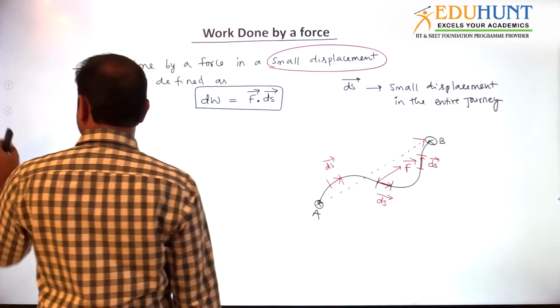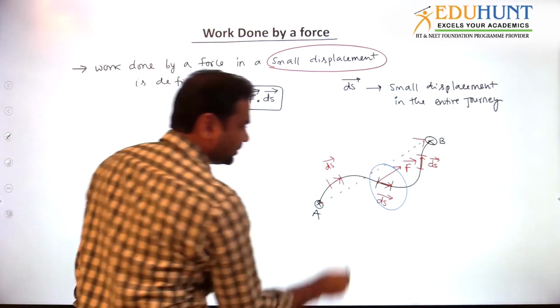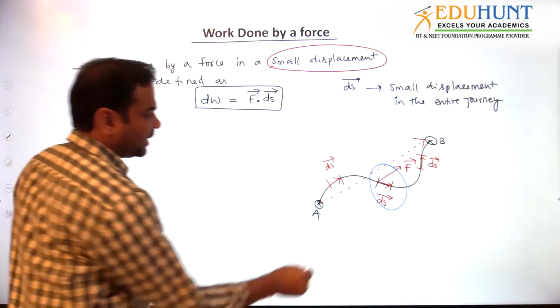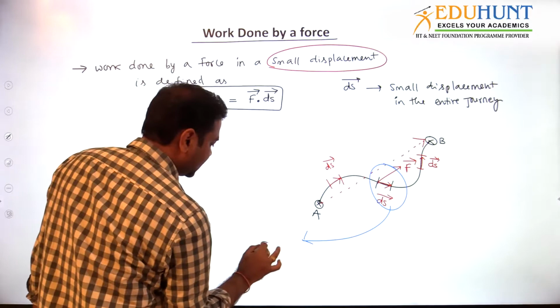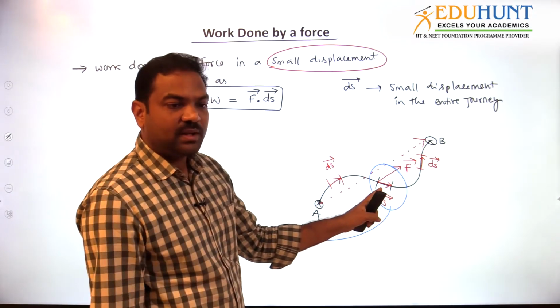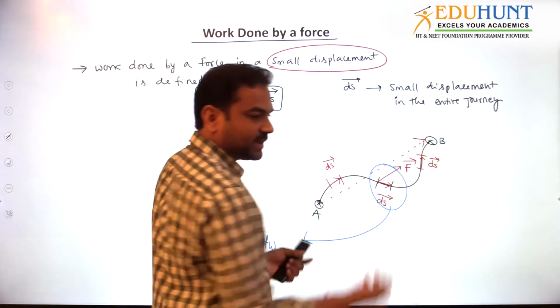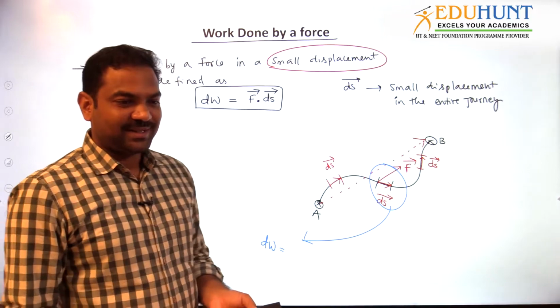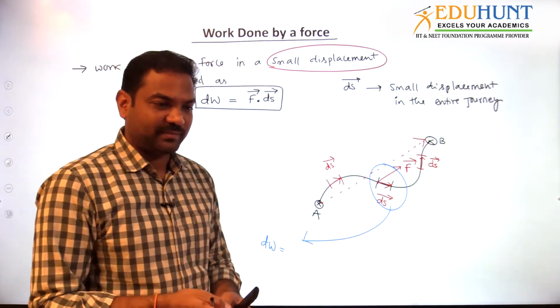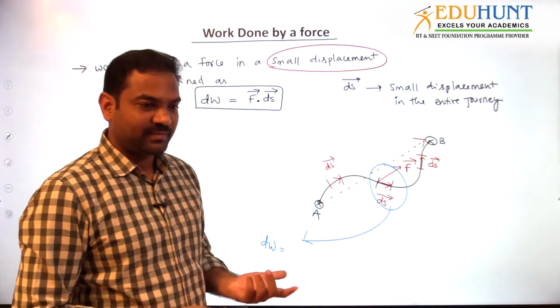So now we are discussing the work done at this place only, at the small place only. At this place, what is the work done? As I am taking a very small displacement, I am assuming that the work done is small. Obviously it is small compared to the total work done. Small work done doesn't mean very small; small means it is small comparatively.